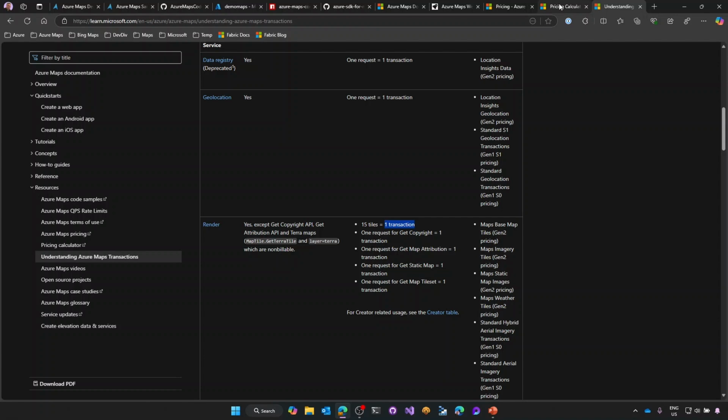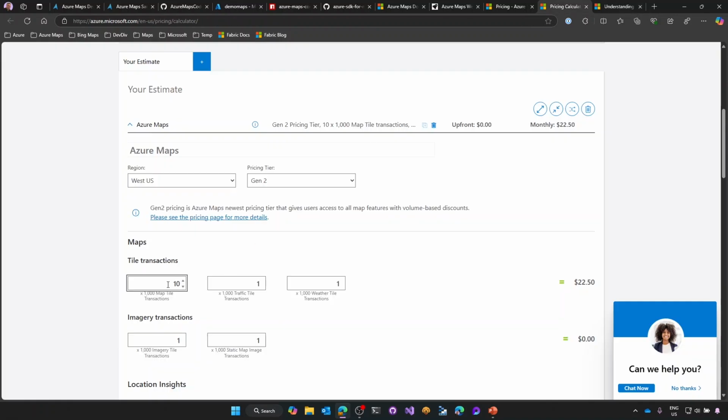So if you're using the pricing calculator and you fill in X amount of API calls, then you're getting a way higher number than what we are actually going to charge you, because you need to divide that by 15 if you're talking about tile requests, for example.